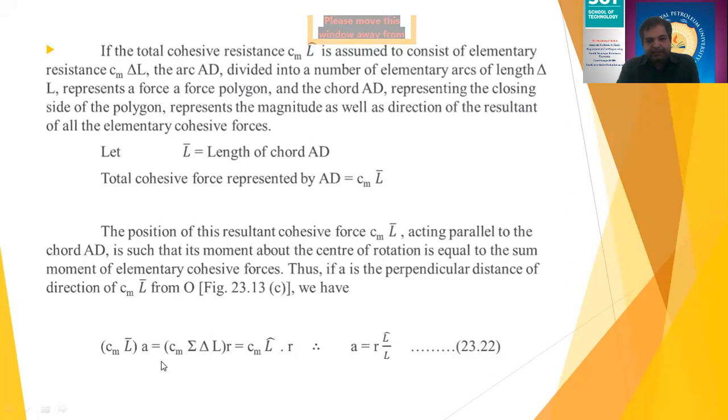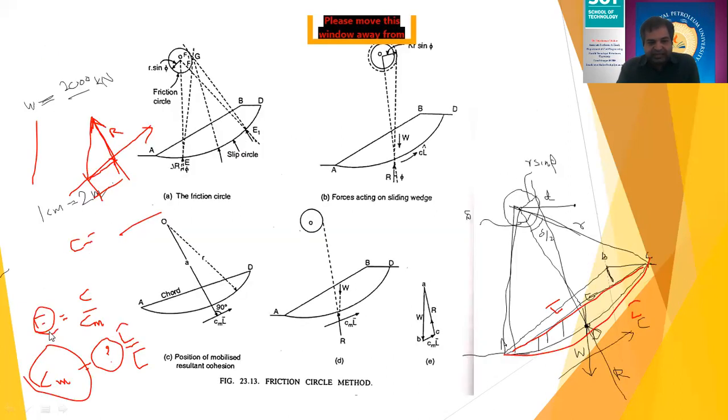L into A. A is nothing but the length, which is this, and this value of A you can find out with the help of radius into L arc upon L bar. That's what I've shown here. I've shown this particular constant, which is this. Now, as I said, this L arc upon this, so this is the value of A that you will get from this.